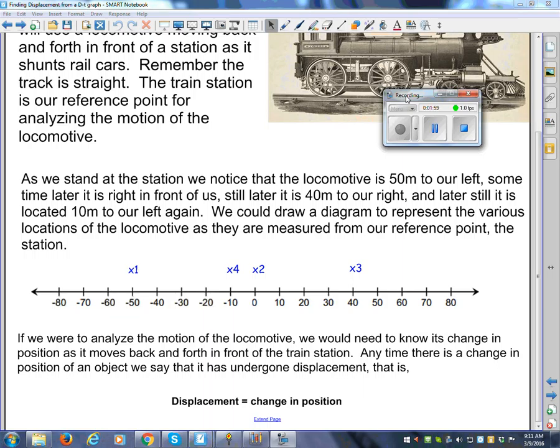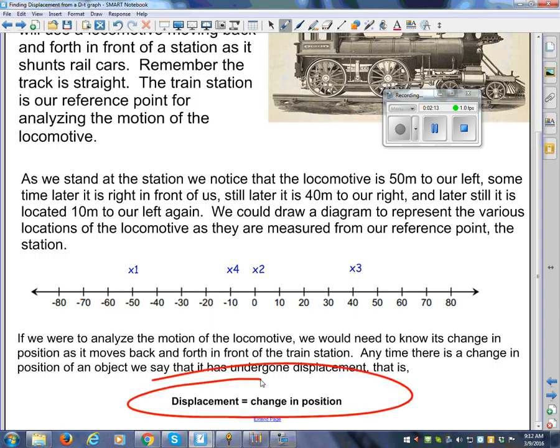If we were to analyze the motion of the locomotive, we would need to know its change in motion as it moves back and forth in front of the train station. Anytime there is a change in position of an object, we say that it has undergone displacement. In other words, displacement is a change in position. And displacement is actually, you might remember, a vector quantity.